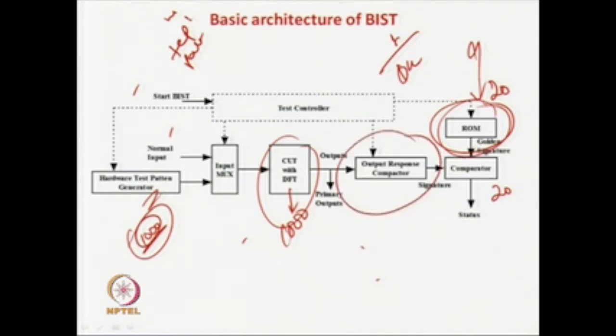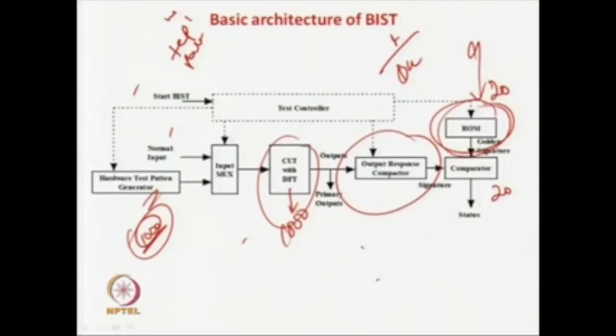We have something called a response compactor. Whatever response you get, we do not directly use in the comparator; we compress it. By compression there is something called aliasing, which we will see in this lecture. Aliasing means it is a lossy compression: sometimes because of the compression you may lose efficiency. If the compression was not there you could have detected the fault, but because of the compression the detection may not happen.